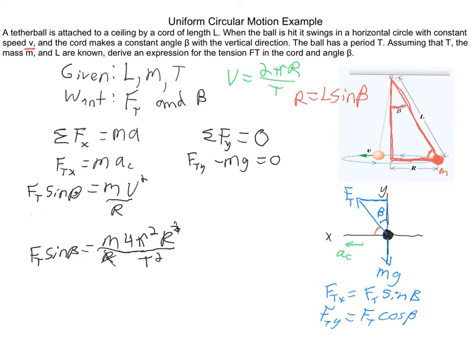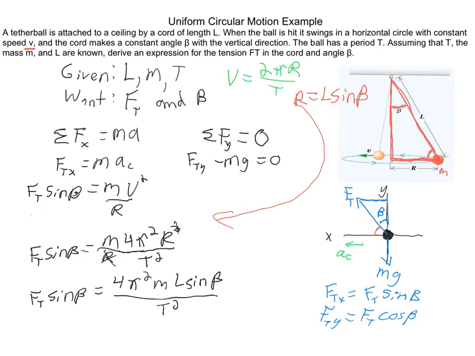And oh boy howdy, I see something real neat. If I go to plug this in over here, I'll have sine beta on both sides of my equation, and it's going to cancel out. So let's write that down. We have F_T sine beta equals 4 pi squared m, and now instead of r, I'm going to write L sine beta, since that's what r equals. And then on the bottom, I have just the period squared, and check this out. My sine betas cancel, and I now have a solution to the question.